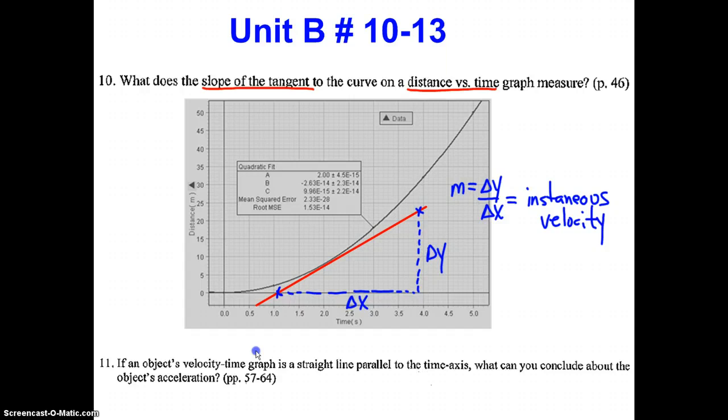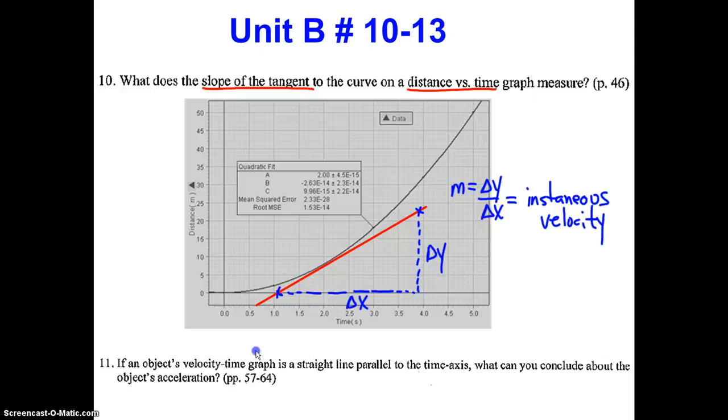Okay, so that's how, for example, we would calculate the instantaneous velocity at 2 seconds, how fast the object is traveling at exactly 2 seconds. So what does the slope of the tangent to the curve on a distance versus time graph measure? It measures the instantaneous velocity of the object.